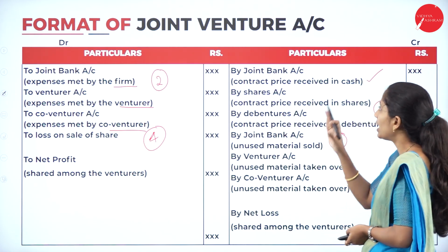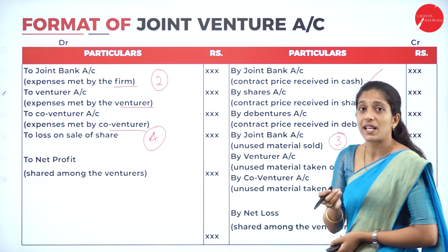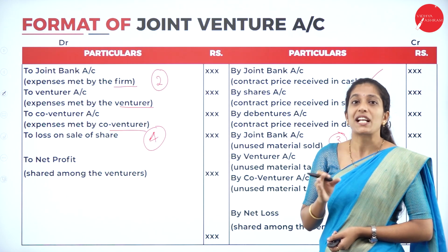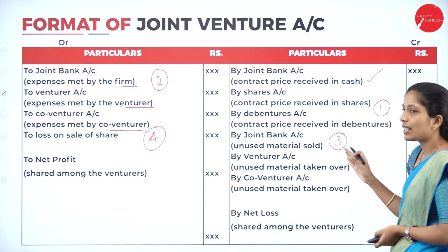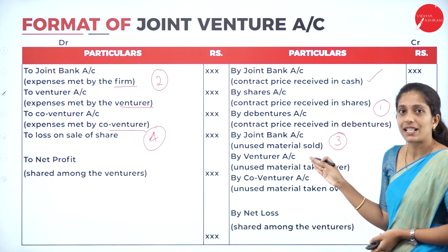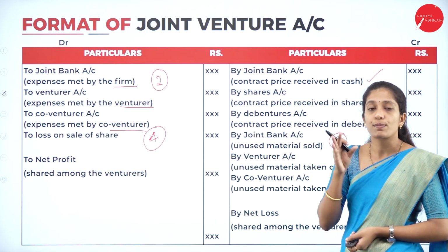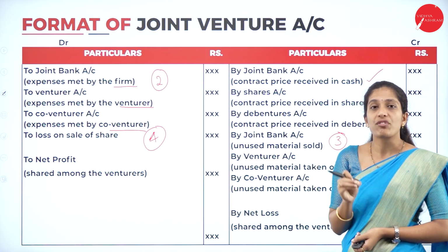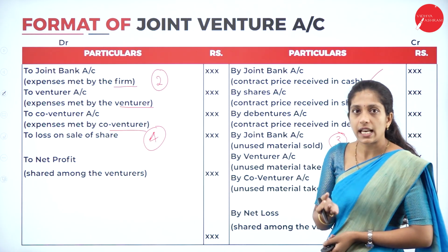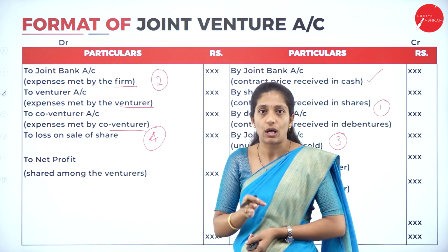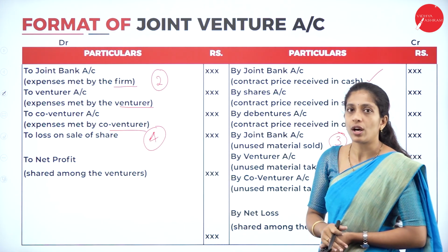So, what you have to remember, first entry is for receiving the contract price, second entry is for meeting the expenses. So, you have to see by whom it is met. Depending upon that, we have to record the entry. Next, if any unused material has been sold, for that we have to record the entry. In the same way, if that unused material is taken over by any of the venturer or co-venturer, for that we have to record the entry. Next, at last, if any share is sold at loss, we have to write it as loss on sale of share.